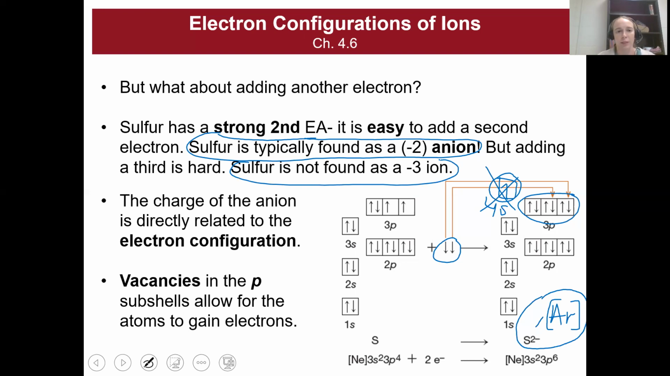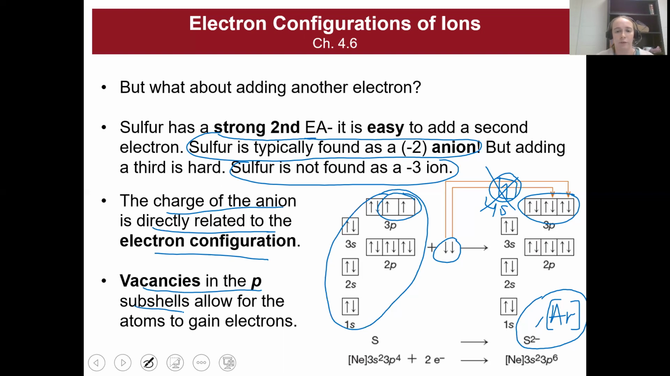So just to summarize, the charge of the anion is directly related to electron configuration, just like the charge of the cation was directly related to electron configuration. You can draw these orbitals and easily deduce what kind of ion is likely to form based on what orbitals need to be filled, or what orbitals need to be emptied if we're talking about cations. So focusing on anions, vacancies in the p subshells allow for atoms to gain electrons.